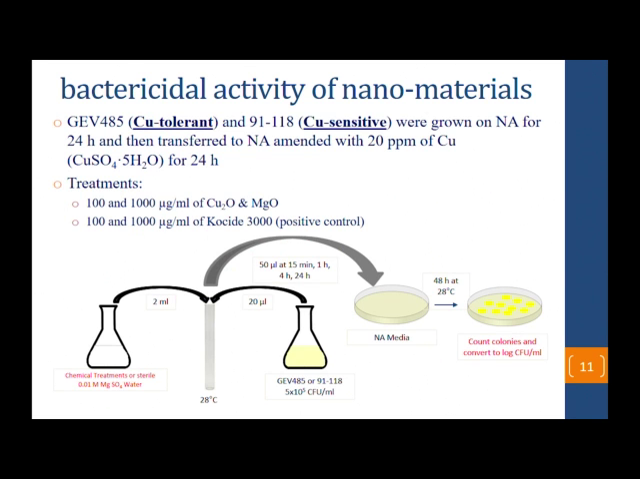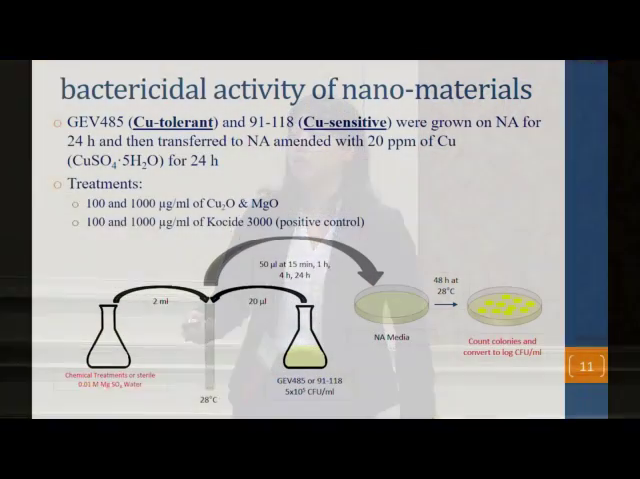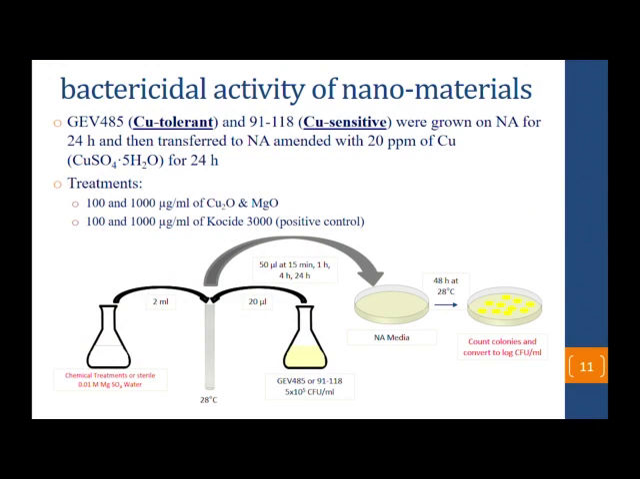At first, we applied a bactericidal ability experiment. We mixed the treatments separately, including the copper oxide nanoparticles and magnesium oxide nanoparticles, to compare with the copper bactericide CuSci 3000 and the untreated control. We mixed them with the pathogens in a test tube, and after 15 minutes, 1 hour, 4 hours, and 24 hours, we plated them and counted the populations.